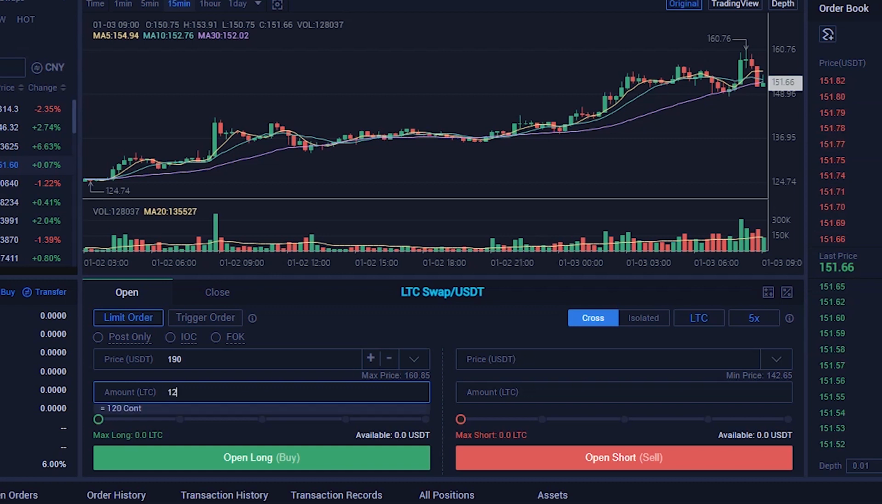Fill the price and quantity wished. Select leverage and choose how much you want. Open long if you think price will go up. Open short if you think the price will go down.